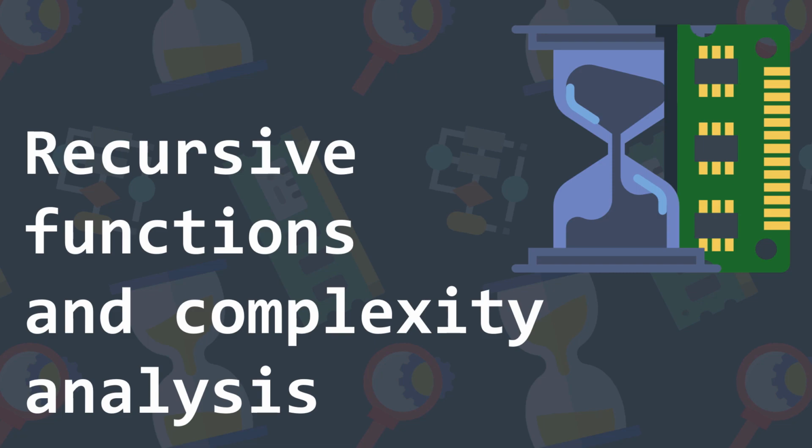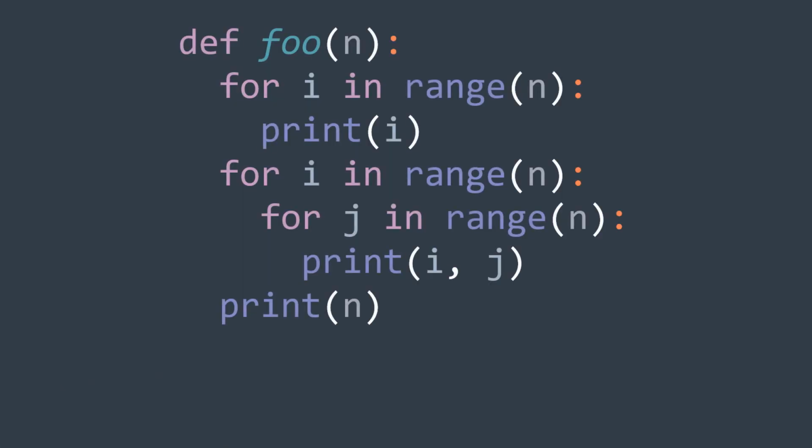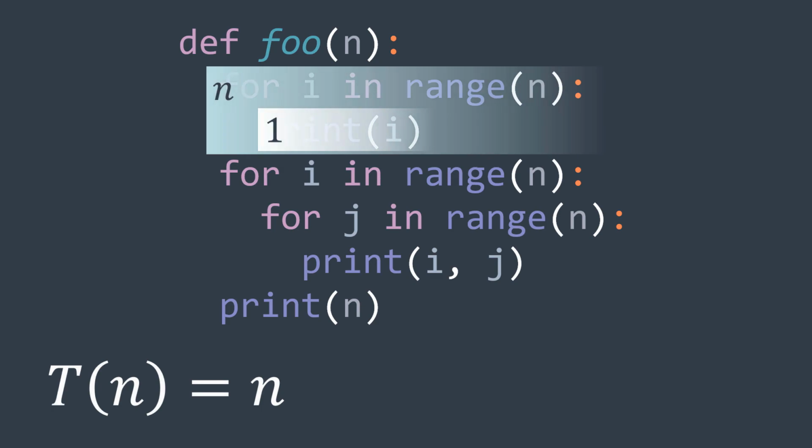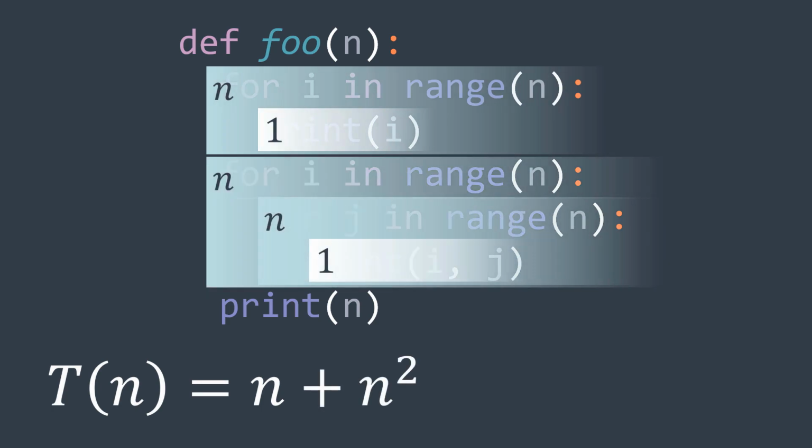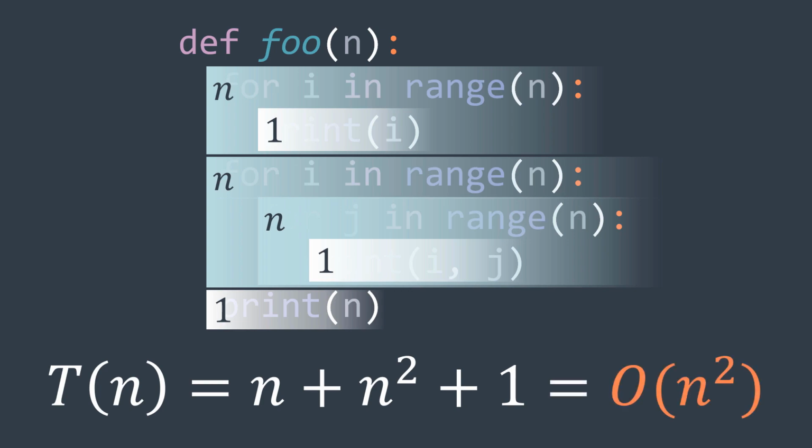Let me explain. Let's take a non-recursive algorithm, this one for example. We find out that this instruction costs n, this one costs n squared, and this one costs 1. We do the sum, we take the greatest term, and we get a time complexity of O of n squared.